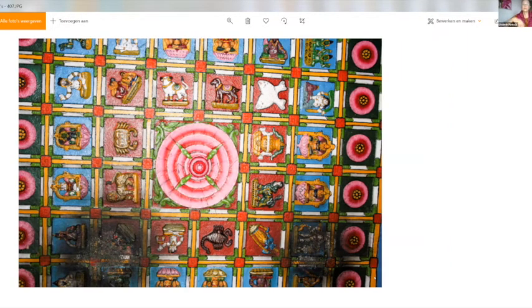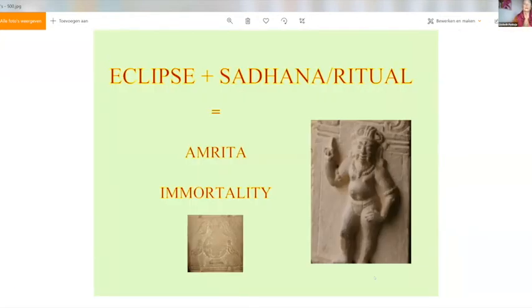So now we go again to the context, the pillars, what is found on the pillars. What I concluded from all the images that I've seen is that eclipse plus ritual, sadhana, equaled the amrita, the immortality. And that is because, for instance, the Purna Kumbha is depicted on many of the pillars, many of the pavilions. The same teacher is represented often in this way, but also seated.